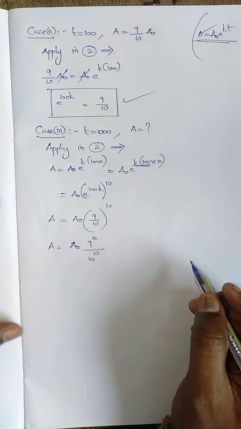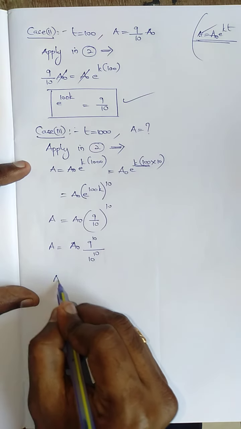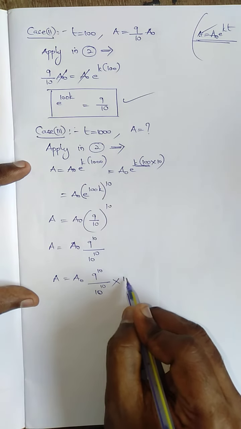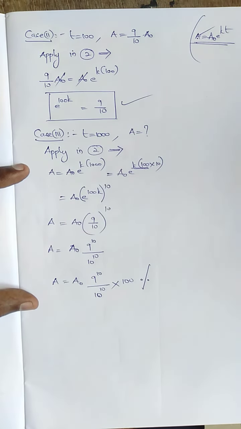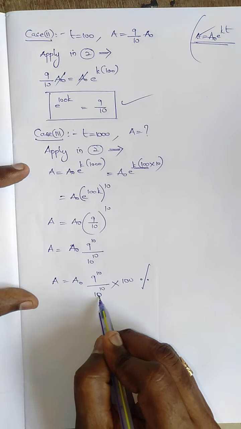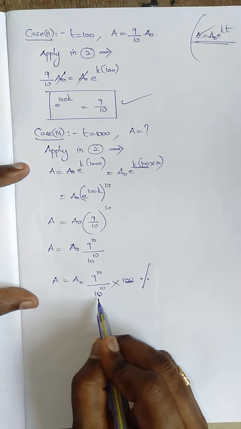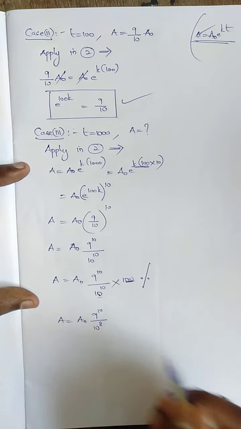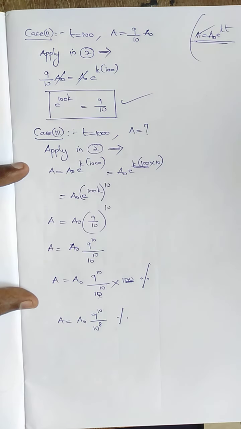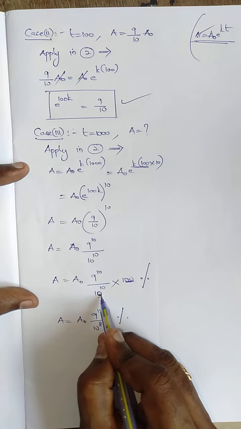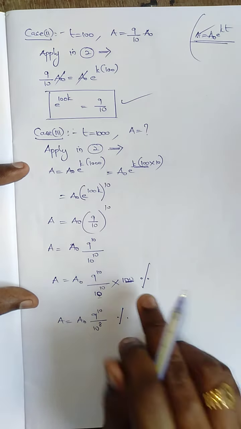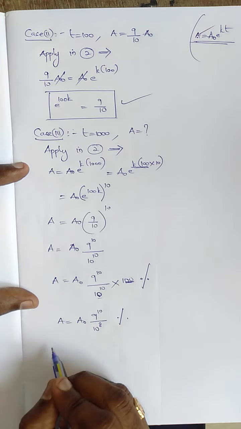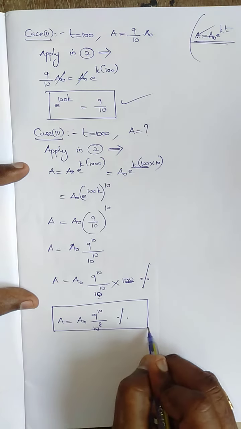They are asking for A in percentage. So A is equal to A naught, 9 power 10 over 10 power 10, multiplied by 100 to put it as a percentage. How many zeros are present here? 10 zeros here, and 2 zeros here. We cancel 2 zeros, and still there are 8 zeros. So it becomes A naught, 9 power 10 over 10 power 8 percent. I think you can understand. This is the answer for this.